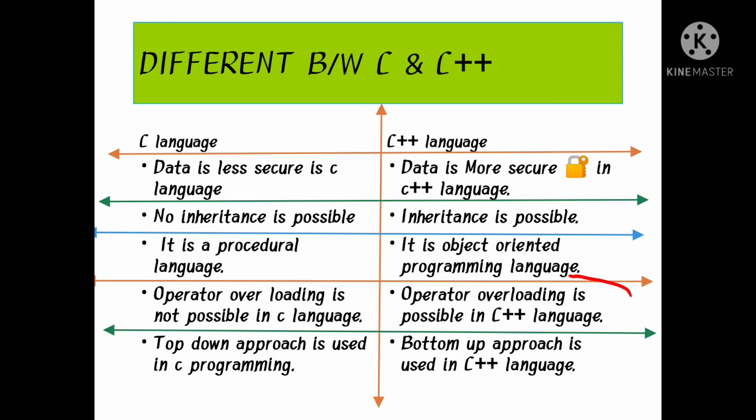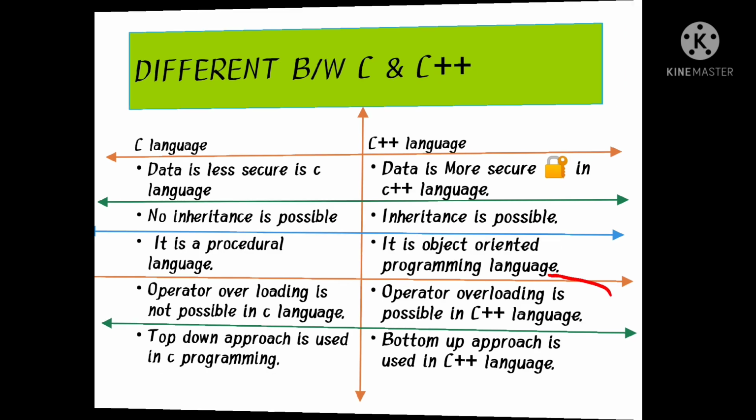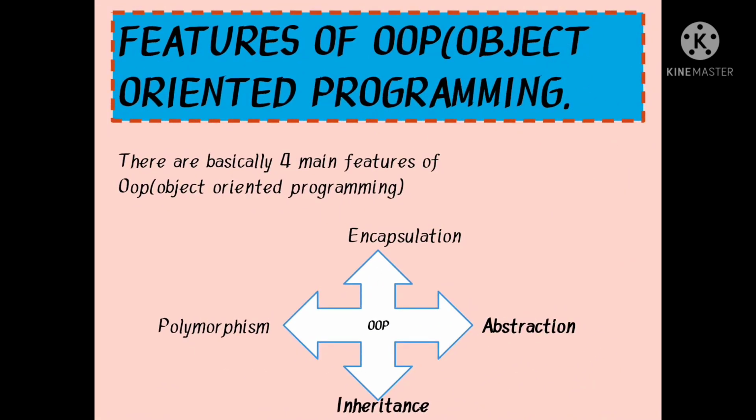Now let's move to the next topic, that is features of object-oriented programming. There are basically four features of object-oriented programming. The first one is encapsulation, second is polymorphism, third is abstraction, and the fourth is inheritance. We will discuss all the four features in detail in the upcoming video.